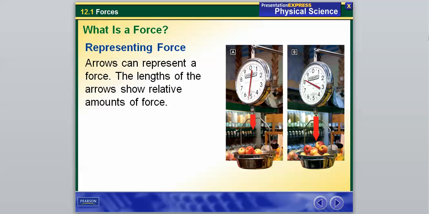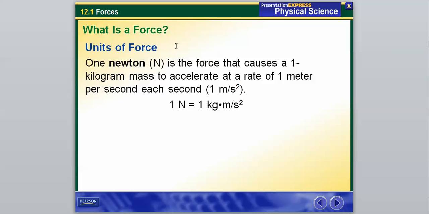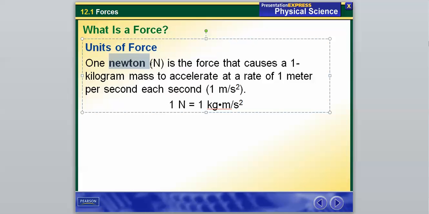Now, to dive a little bit more into it, we're going to look at our units of force. How we actually measure force is what is called a Newton. So I definitely make sure I write that down. A Newton is a force, and if we get really specific here, that causes a 1 kilogram mass to accelerate at a rate of 1 meter per second each second. So our label for force is either going to be newtons or kilograms meters per second squared.